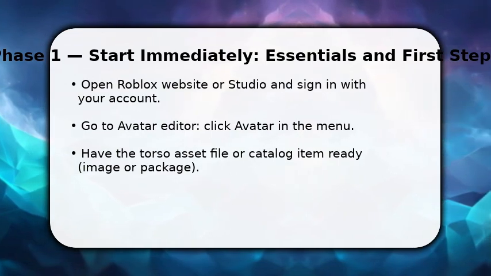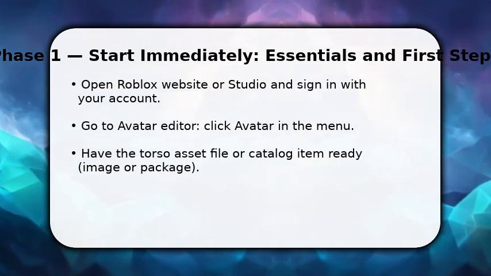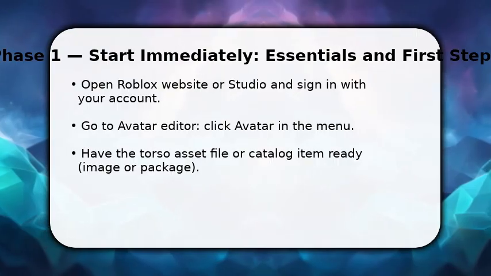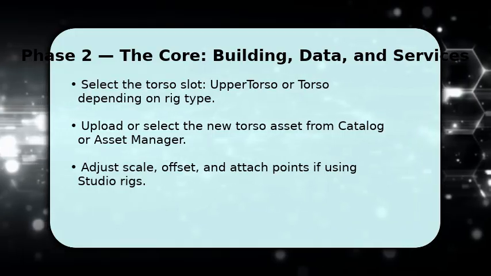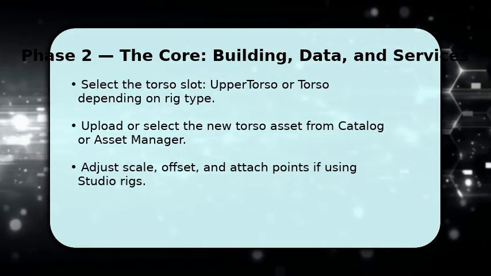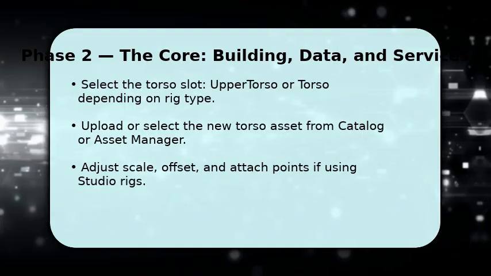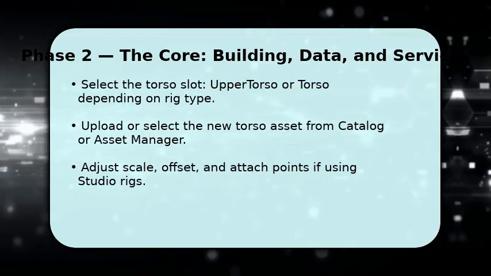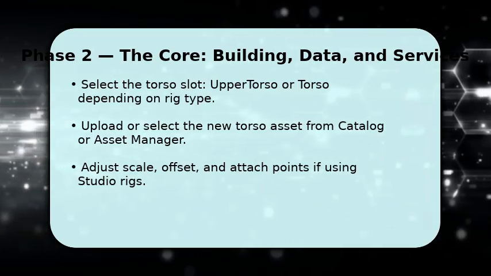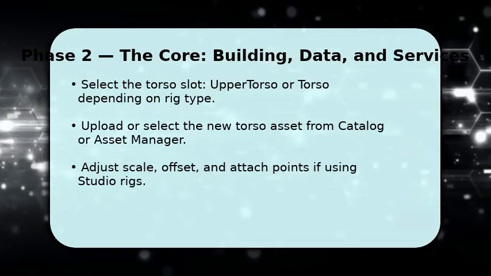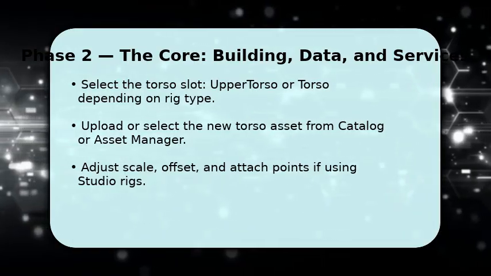Now you replace the torso. Choose the correct slot. R15 rigs use upper torso, R6 uses torso. Once selected, click Choose or Replace and pick your uploaded asset or a catalog item. If you're in Studio, drag the mesh or accessory onto the character model and use Position/Rotation tools to align. Make sure attachments match. Neck and shoulders should align so animations play correctly.